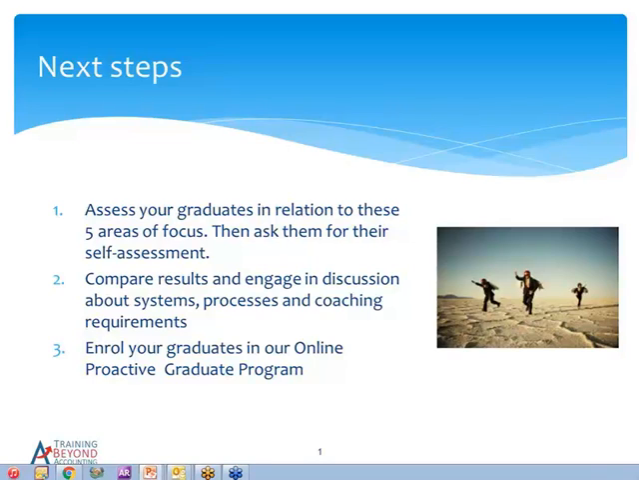What should be the next steps in this process? I recommend that you assess your graduates in relation to these 5 areas of focus, then ask them for their self-assessment, compare the results, and then engage in discussion about systems, processes, and coaching requirements. Identify some smart actions that you and your graduates can take to improve the way that they manage their work environment.